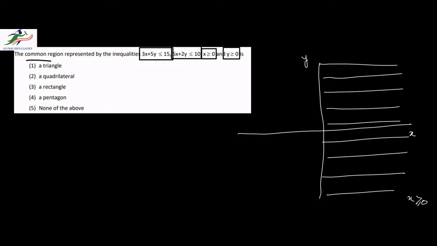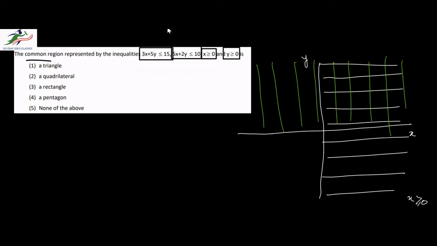Now y greater than or equal to 0 would be all the region that is above the x-axis. So this would be the region that is y greater than or equal to 0. So we can see that the region we are talking about will lie in the first quadrant.